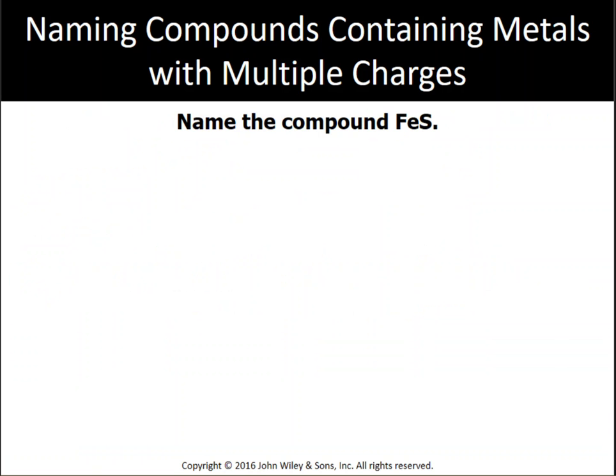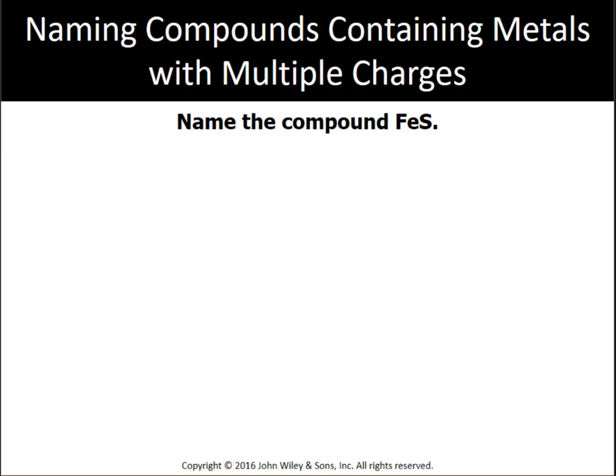So let's do a few examples here. You want to name this compound FeS. So this is how you want to approach naming this compound. First of all, this is an ionic compound because it's composed of a metal and a non-metal. Now, what type of a metal? We're dealing with a transition metal, meaning that the charge of the transition metal is going to be very important in the naming. So the most important thing here is finding the charge of your transition metal in this ionic compound.